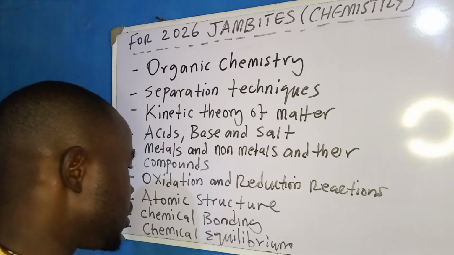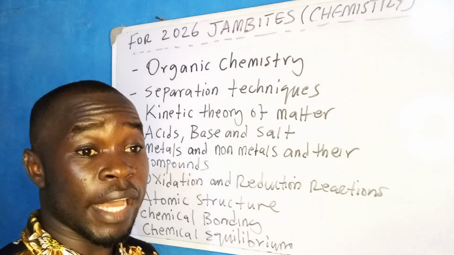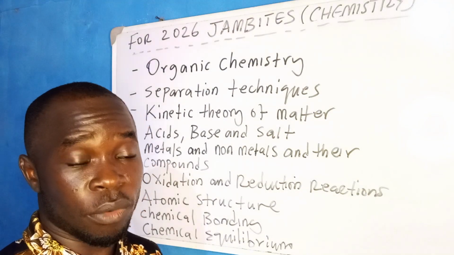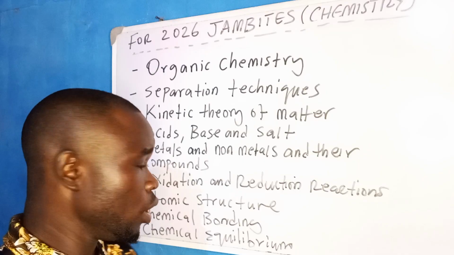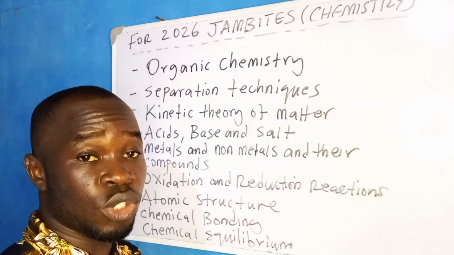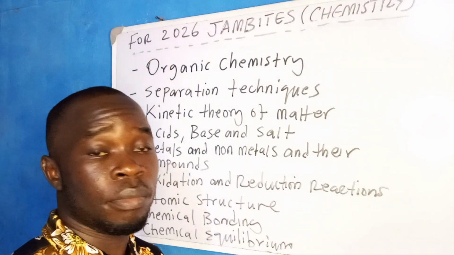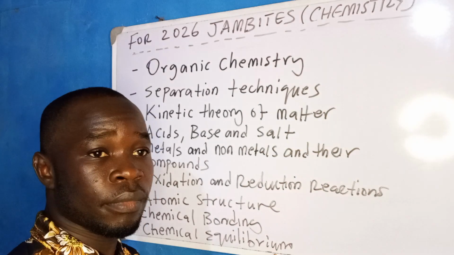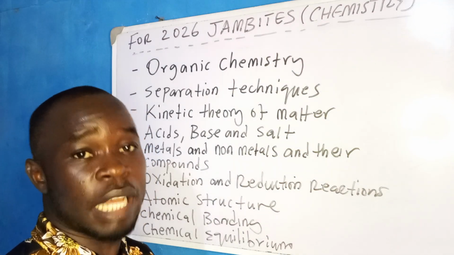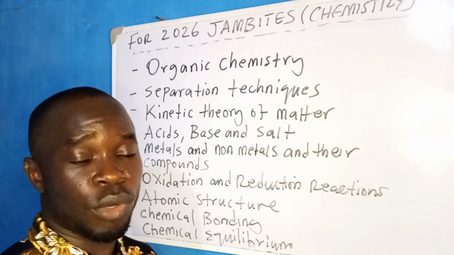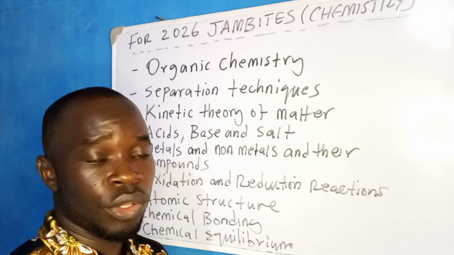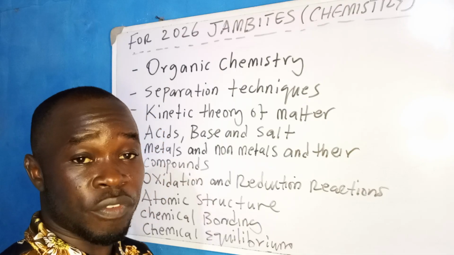And the last one here is chemical equilibrium. Chemical equilibrium, very important. Study chemical equilibrium very well. When you study chemical equilibrium, you need to start from rate of chemical reaction, types of reaction that we have. Then when you study types of reactions, you will now come to rate of chemical reaction.